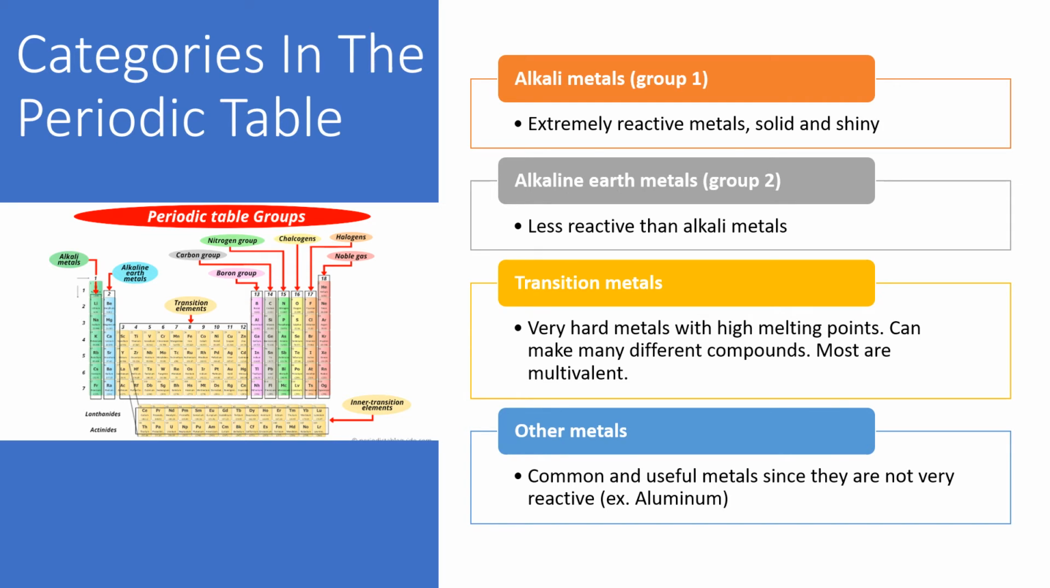Next, we have the transition metals, and these are very hard metals with high melting points, and you can make many different compounds from them. Most are multivalent. And then we have other metals, so these are common and useful metals, but they're not very reactive, such as aluminum.